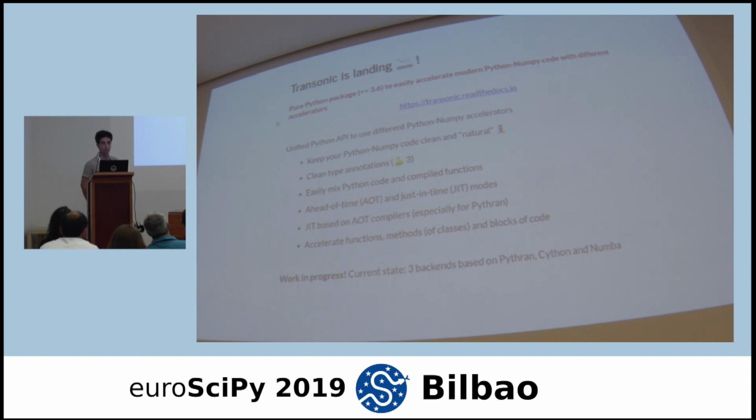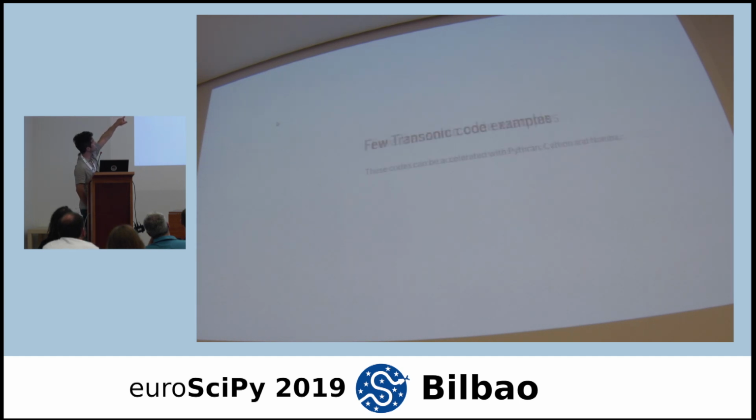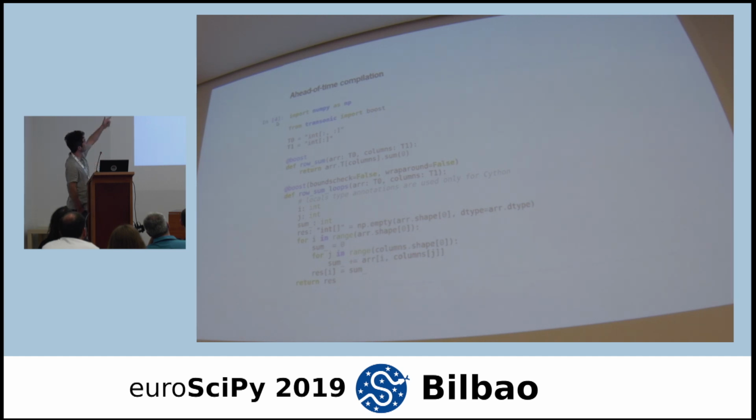So a few examples. For example, you can write something like this. At the top, we import NumPy, you may know this line, and then the boost decorator from Transonic. And this is for ahead-of-time compiling, so you need to add types in that case. You have a type variable here. They are very simple types, so you can just put them in strings. And you decorate some functions that you want to compile. So here, there are two functions that do the same thing: a high-level implementation and a low-level implementation. So you might want to guess which one I prefer. But anyway, these two functions can be accelerated with Cython, for example, or with Pythran, and that's it.